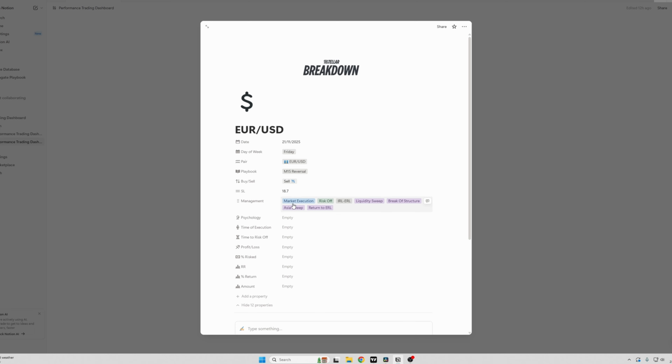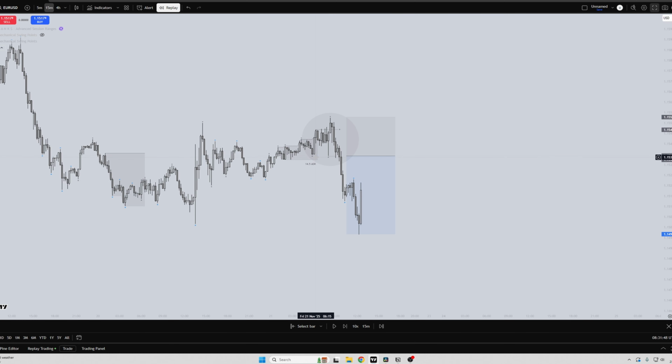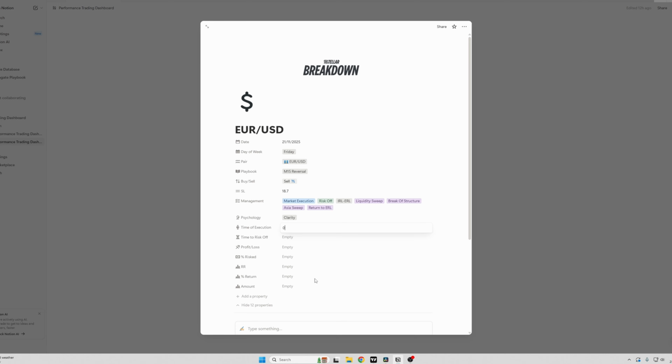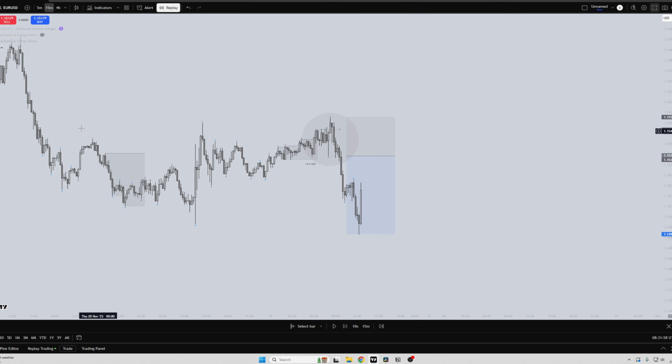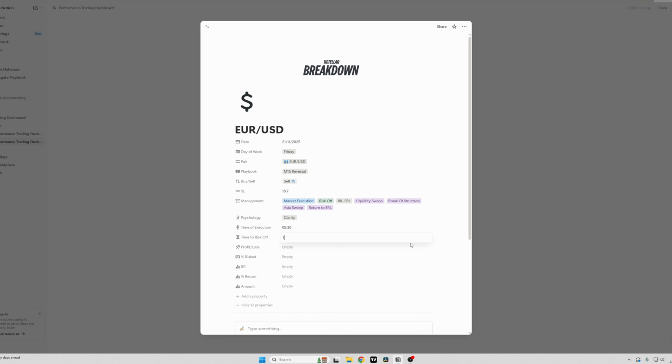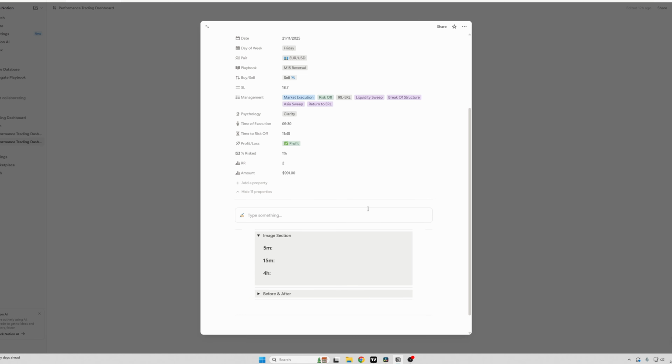So this really just logs all of our management stuff, our confluence as to why we entered the trade. So when I go back to refine my playbook at a later date, I can see why I entered, what made me win, what made me lose. Psychology: it was clarity. Time of execution: this entered me solely on this wick, which was this break, so 0930. Time to risk off, after we moved 20 pips into profit and after this break, would have been 1145, and then I enter my exact profit for that day.